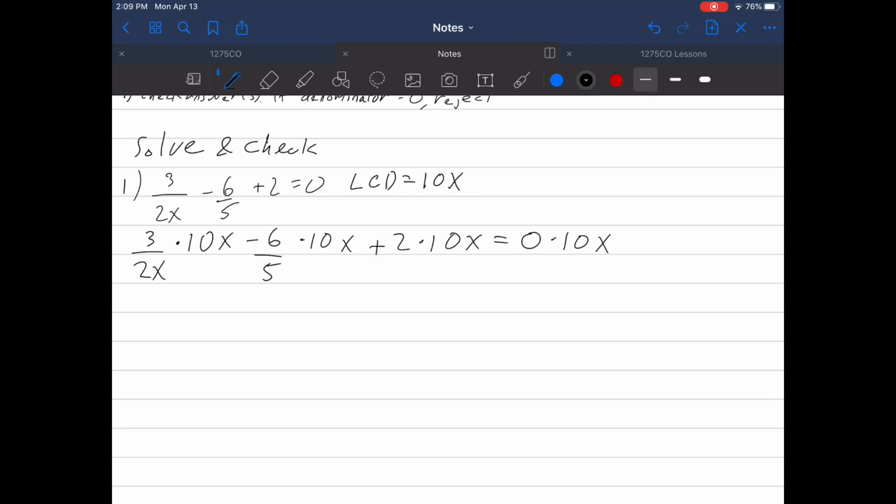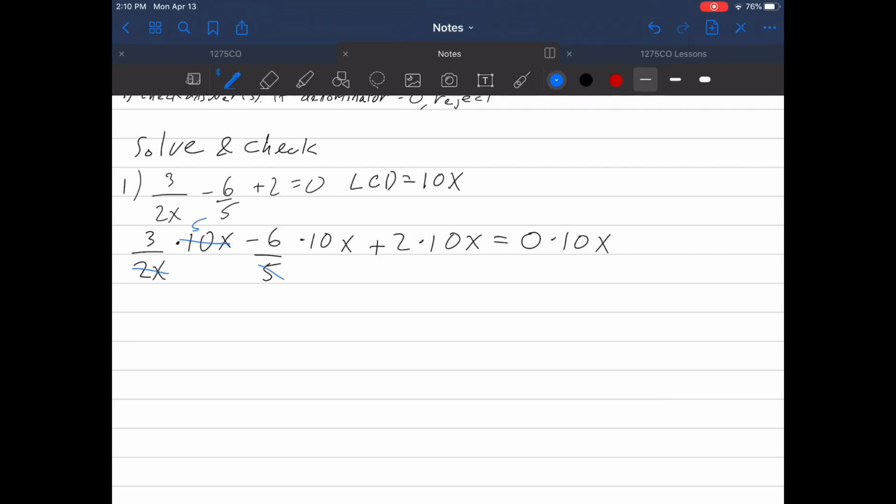We're taking every single term in this fractional equation. We are multiplying each term by this LCD. We are multiplying the LCD on top only. This is not what you do with fractions. This is what you do with equations, right? Again, this is an equation, which means that we are allowed to multiply only the numerators as long as we are multiplying each and every term in this equation by the same thing, in this case 10x.